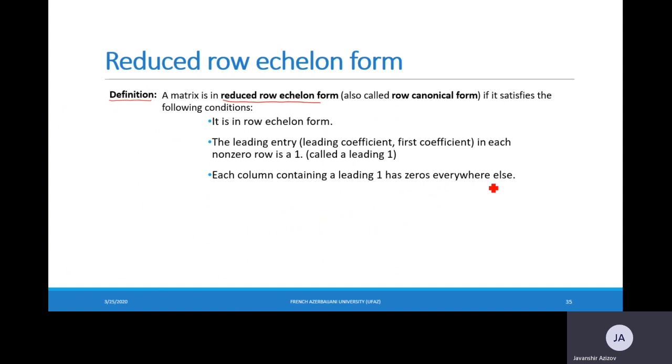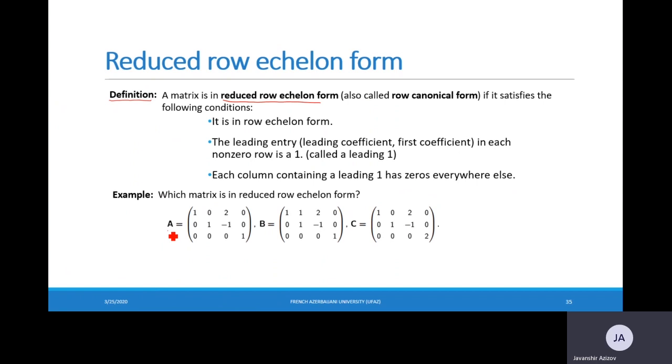Example: suppose that we have 3 matrices A, B, and C. Which matrix is in reduced row echelon form? Let's look at the first one. This matrix is in row echelon form because in each row the number of zeros is strictly increasing. Then the first condition is true. The first coefficients in each row are 1s. Second condition is also true. Each column containing a leading 1 has zeros everywhere. Then the third condition is also true. Then the matrix A will be in reduced row echelon form.